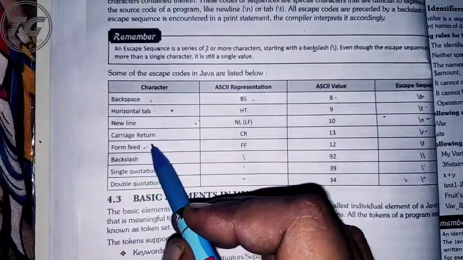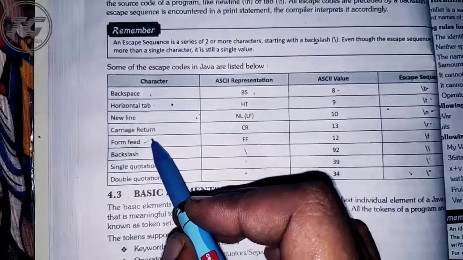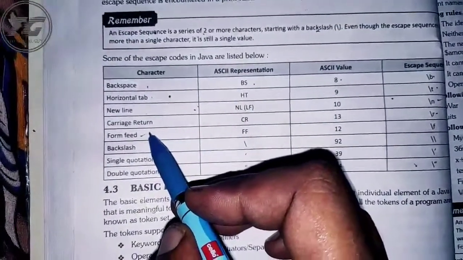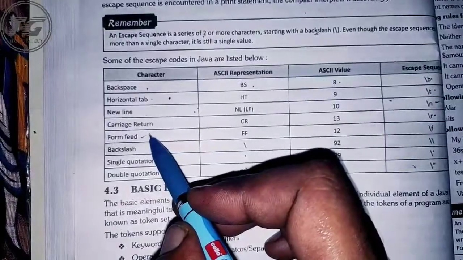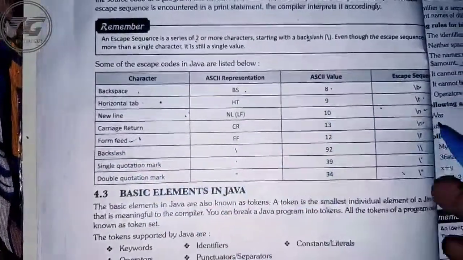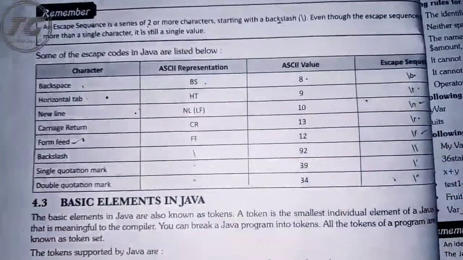Then we have the form feed. For a new form, if you want output on a fresh page, if you don't want to see the output of the previous program, then backslash f is used.